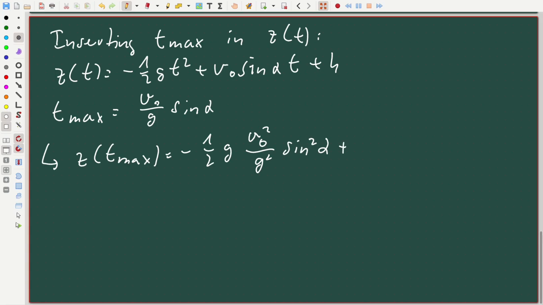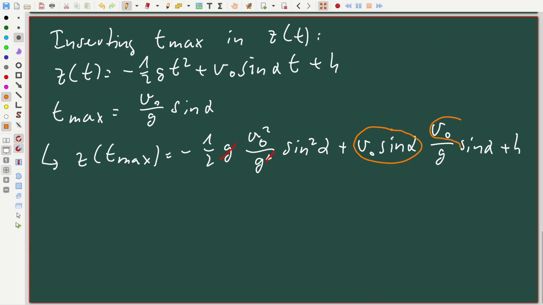Plus, and then we get v0 times sine alpha times v0 divided by g sine alpha plus h. Yeah, and then what we can see here already is that we can cancel out 1 g in the first term, and we can also see that here we have v0 sine alpha times v0 sine alpha, which gives v0 squared sine alpha squared, the same as we also have in the first term.